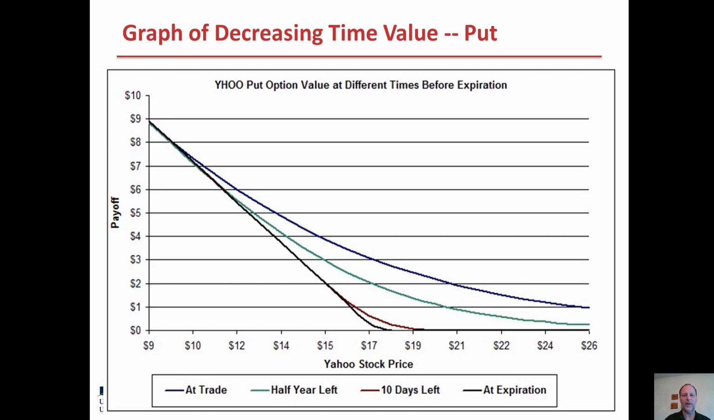For a put, you have this relationship. Again, we have X minus S, 0. So on the day of expiration, you have this final line here. The day you buy it, you have a more curved line because you add in the time value. And as you approach expiration, the value of the option decreases until again on the day of expiration you only have the intrinsic value, which for a put is X minus S, 0, where in this case the strike price is 17.